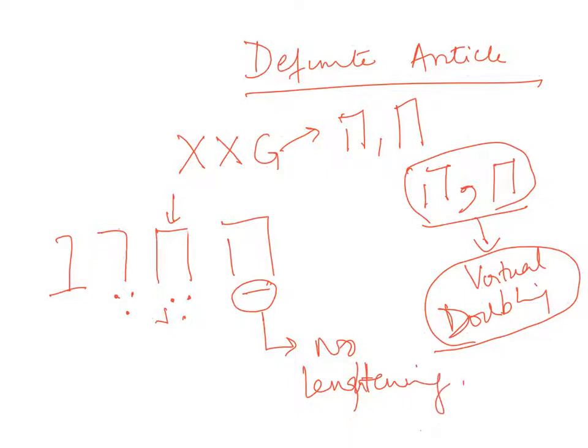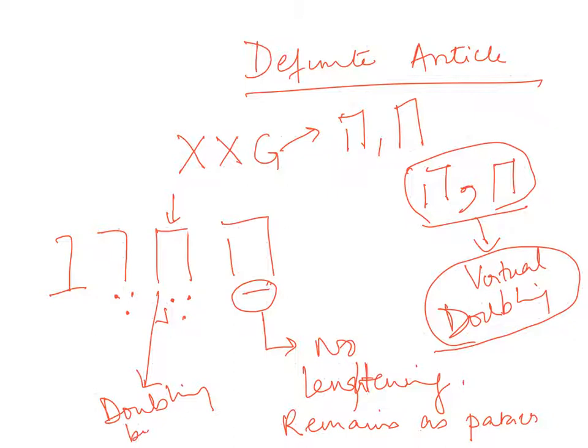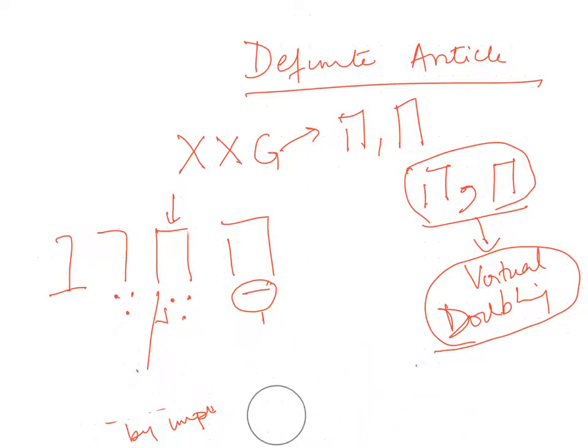L-E-N-G-T-H. Lengthening. Sorry about my spelling. No lengthening. It remains as patach. Alright? So it's remaining as patach, but you are doubling this by implication. You are implying that it is being doubled. So in other words, when I am breaking this word, you would have to assume that there's a break happening.